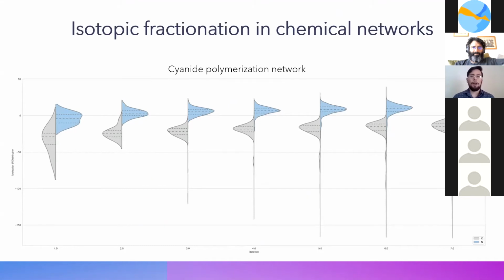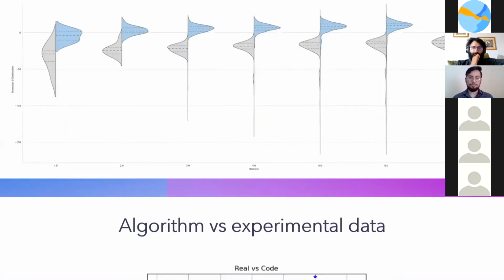And here we have another thing that we calculated with that data. So here is the cyanide polymerization network. In the y-axis, you have the isotopic fractionation. In the x-axis, you have the iteration. And in gray, you have isotopic fractionation of carbon, and in blue, you have isotopic fractionation of nitrogen. And we can see how this isotopic fractionation is evolving over iteration. This isotopic fractionation is unique to a network, so it can be used to identify a network. And it can also be used to identify origins of life and many more things.